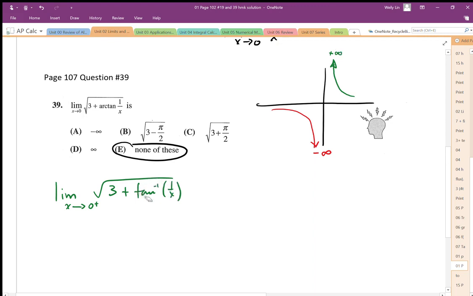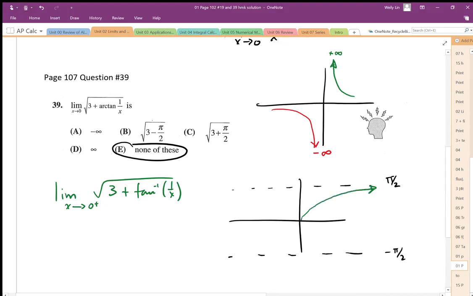So that means we can analyze the arctan of 1 over x as x approaches 0 from the positive side. If we look at the arctan function, it has horizontal asymptotes at pi over 2 and negative pi over 2. As x approaches positive infinity, the graph of arctan approaches pi over 2. So as a one-sided limit, 1 over x is approaching infinity, and the arctan, the angle, is approaching pi over 2. Then the limit becomes 3 plus pi over 2, and that's where answer C comes from. It's actually a one-sided limit answer.